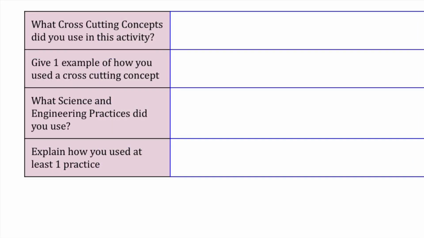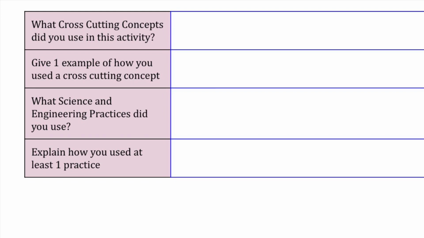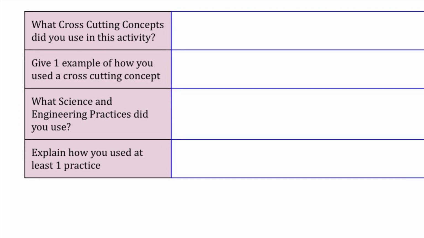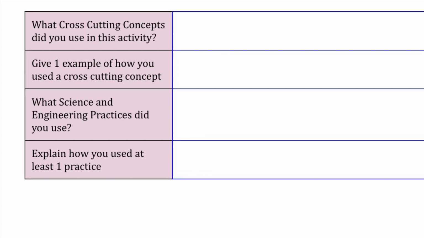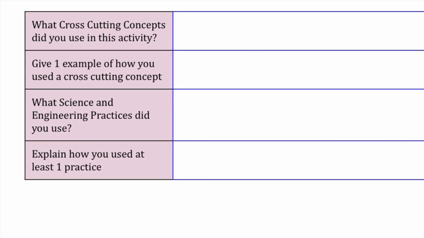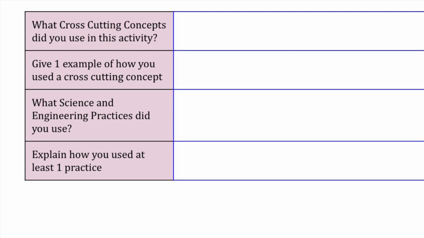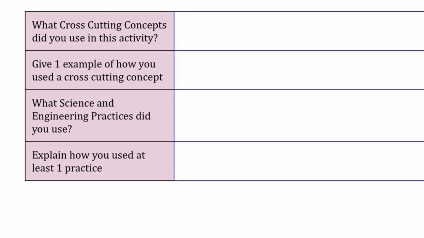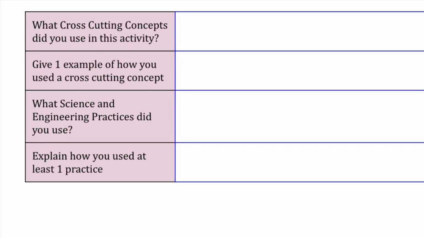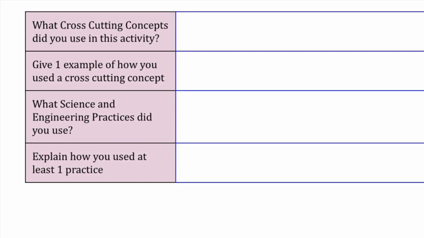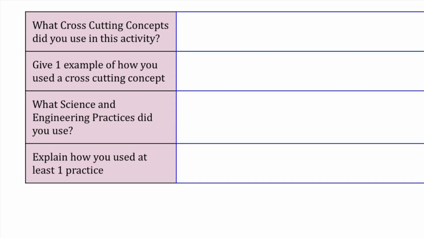This last slide here is going to be the one that I'm going to grade the most. So you really want to put some thought into it. The first question asks, what cross-cutting concepts did you use in this activity? Look over the list of cross-cutting concepts and identify a few that we did in this activity. Then you're going to give an example of how you use the cross-cutting concept. Then the same thing for the science and engineering practices. Make a list of those practices and then explain how you use them.